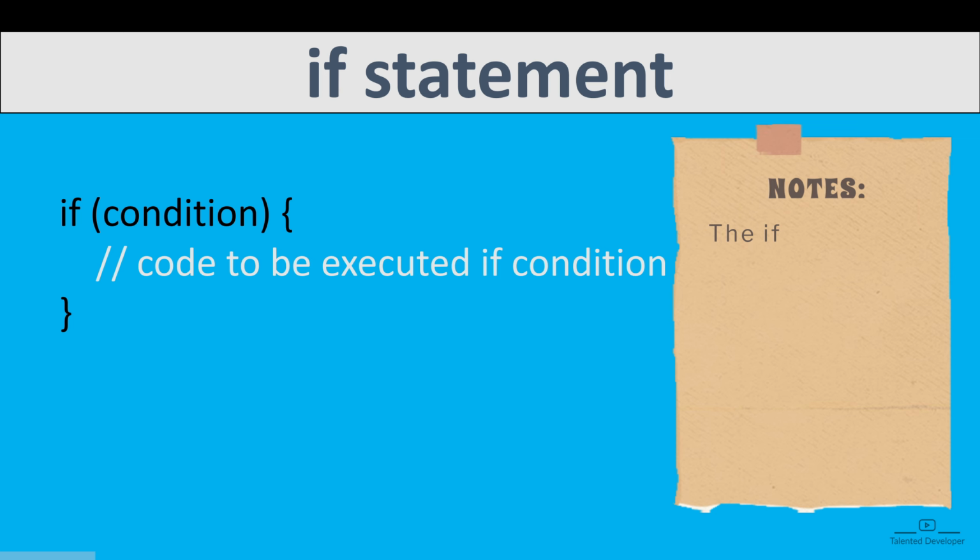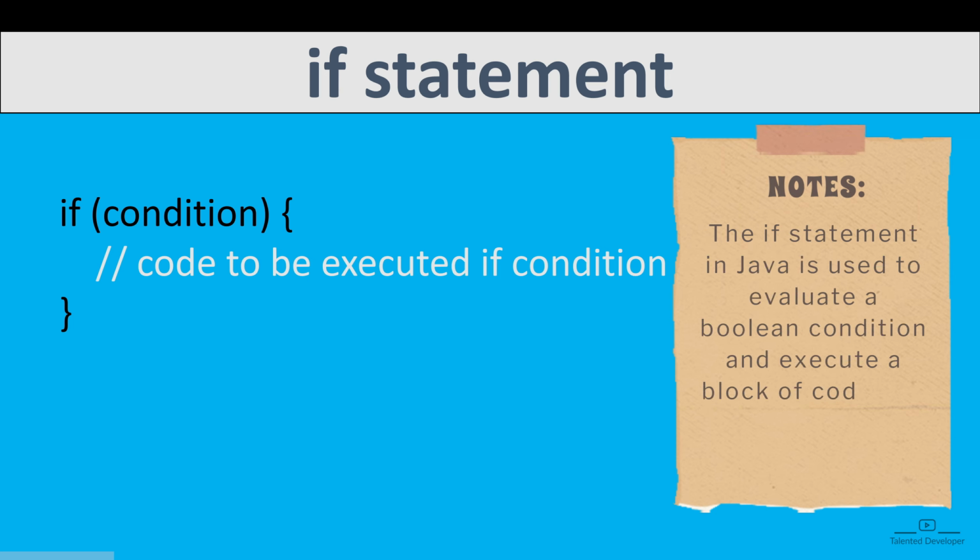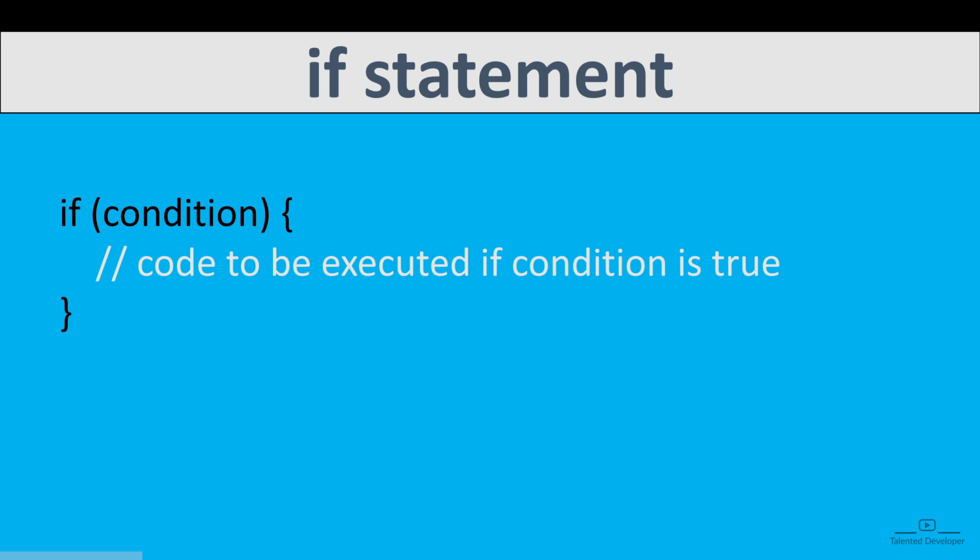The if statement in Java is used to evaluate a Boolean condition, and it will execute a block of code only if the condition is true. So here, if the condition evaluates to true, the block of code inside the curly braces is executed, and if the condition is false, then this block will definitely be skipped.